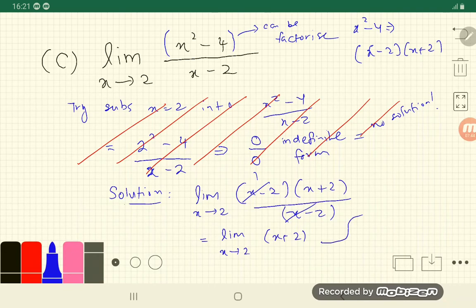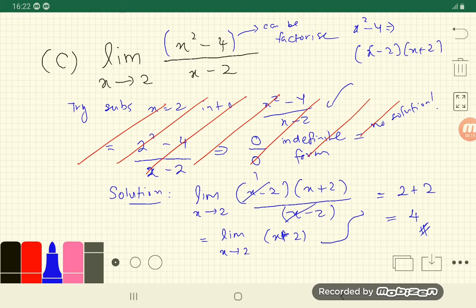Then we are going to do what we did before, which is to replace the value of x with 2. So you get 2 plus 2. Then the limit has changed. Instead of no solution, we now have a solution, which is 4. So if you get no solution, don't panic. Try to see which part you can factorize and simplify.